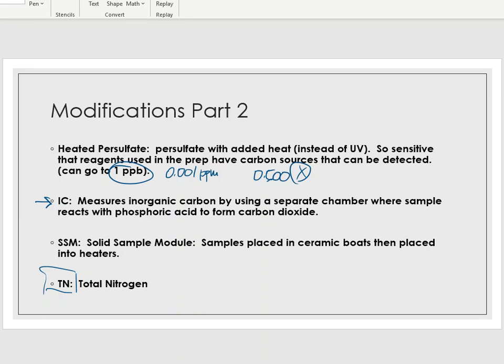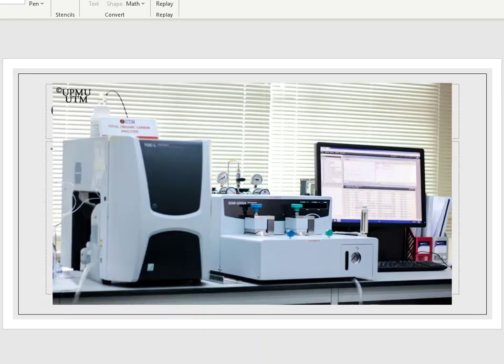So if you want to see a picture of a TN and a solid sample, well, here's a picture of a solid sample attachment. The solid sample attachment is going to be right here in the middle, and you can see this labeled as SSM. That is an attachment that will get my solid samples and eventually feed that over to the TOC instrument that is sitting over on the left-hand side of the screen. And of course, my computer system's over on the right with my software.